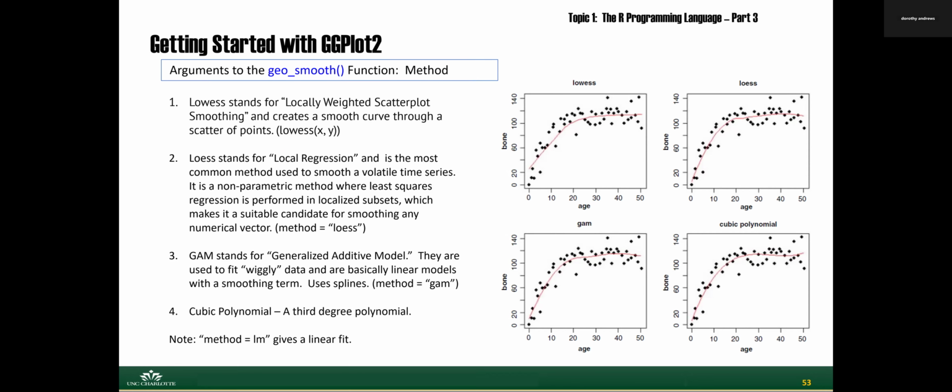But the one to really pay attention to here is the GAM function, that stands for Generalized Additive Model. We like to say that this type of curve is really good when you have very wiggly data. So when you think wiggly data, you want to think GAMs, because they use splines to do a piecewise fit on your data.